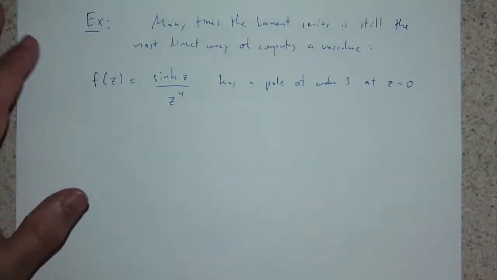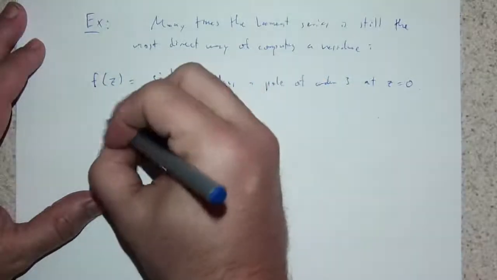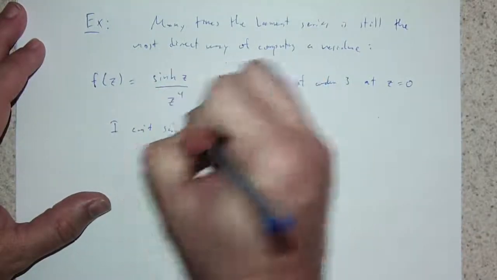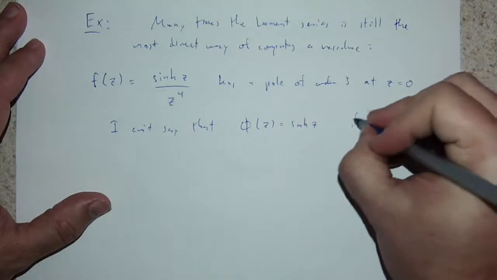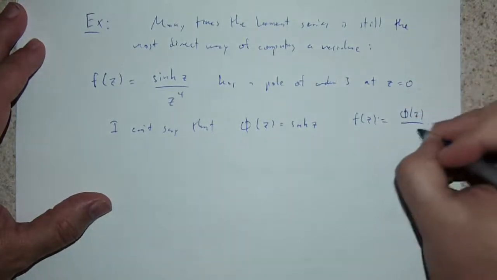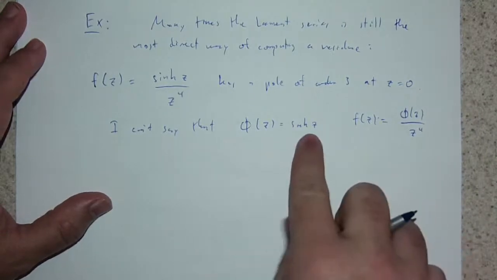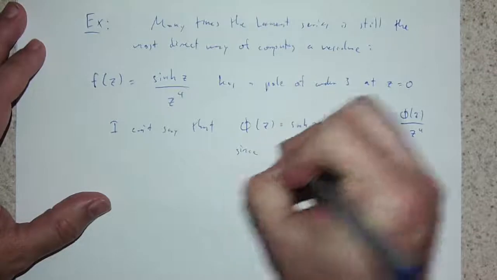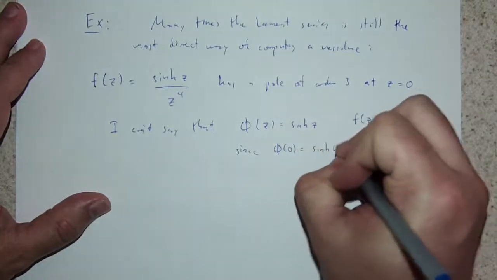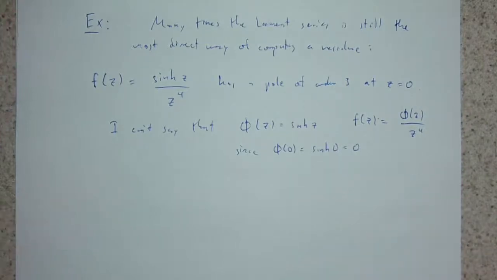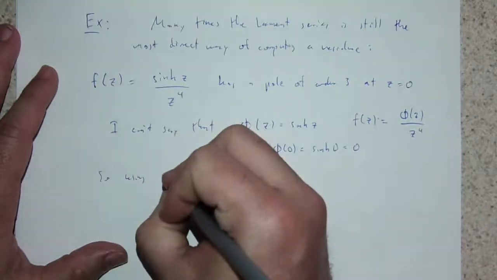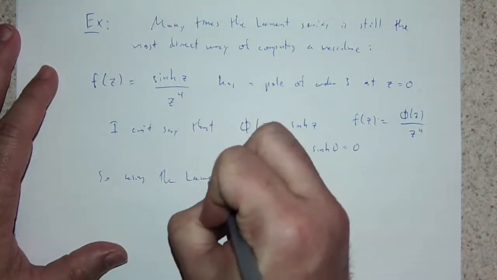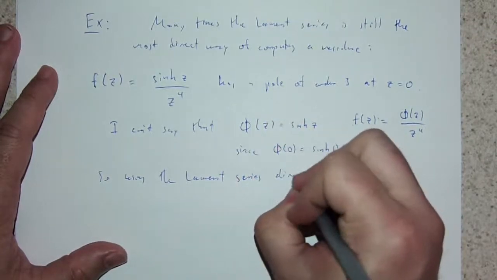Notice that is a lot more straightforward than trying to use this theorem, because note, I can't say that phi of z is sinh z and write f of z is phi of z over z to the fourth. Why can't I do that? Because sinh 0 is 0, since phi of 0, which is sinh 0, is 0. And this thing has to be non-zero at the point you're computing the residue at. So that's no good. So using the Laurent series directly is better in this case.